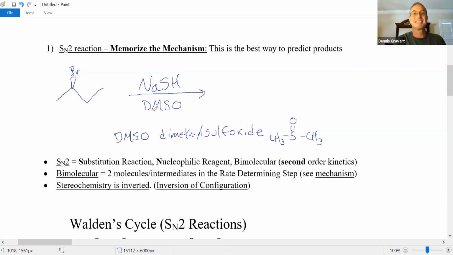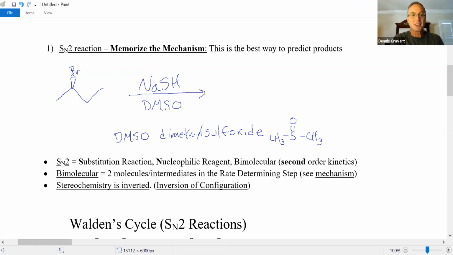First thing to realize is that DMSO is a solvent. It's not a reagent. So don't put any atoms in the products that are in the solvent. The solvent is just dissolving everything, helping the reaction go. Instead, you have to break down this weird NaSH. What the heck is NaSH? That's sodium with sulfur and hydrogen.